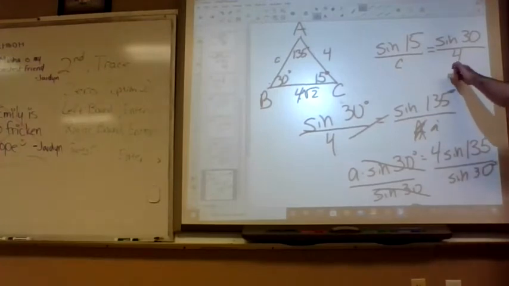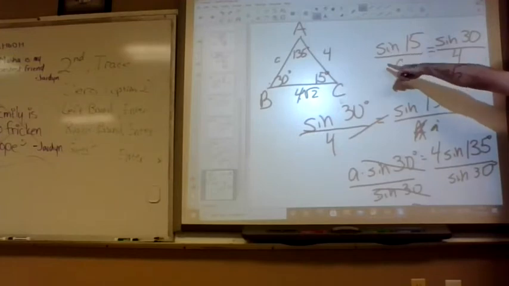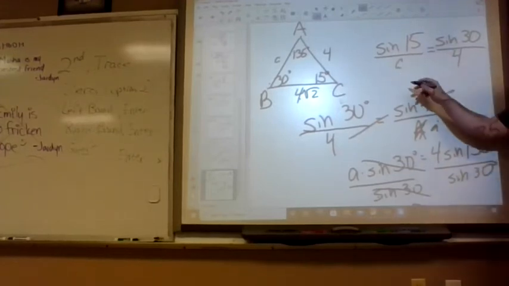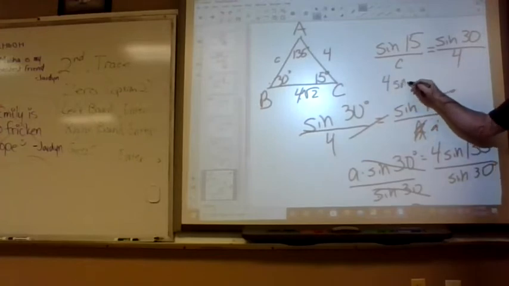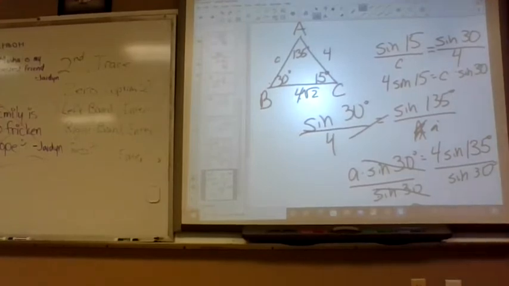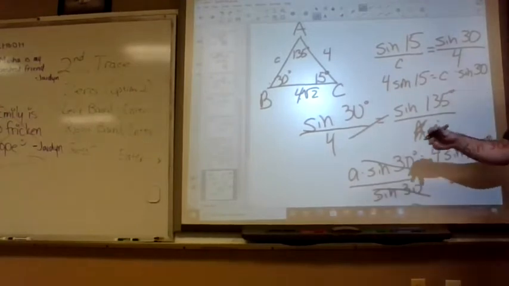You cross multiply, so 4 times sine of 15 equals C times sine of 30. And then you divide by sine of 30. So it's 4 sine of 15 divided by sine of 30. Which is 2 square root of 6 minus 2 square root of 2.